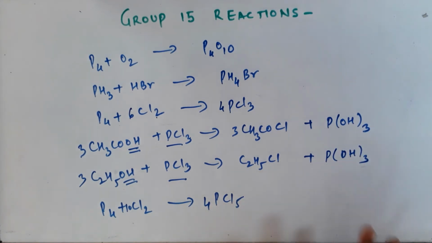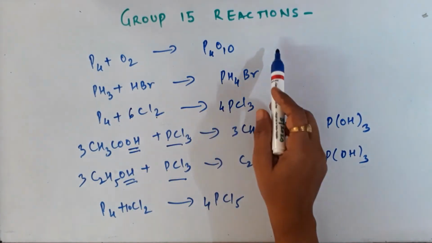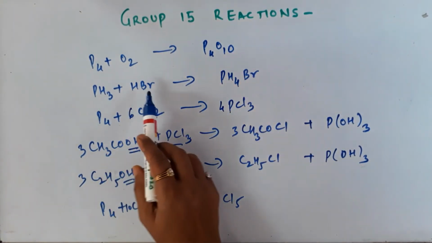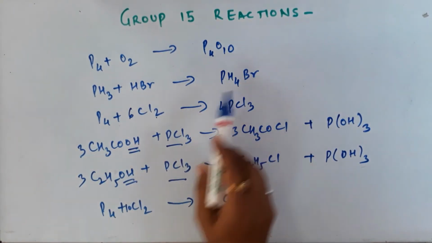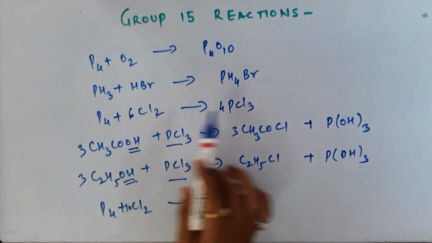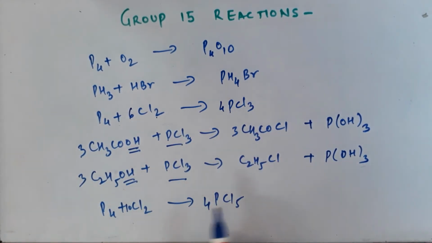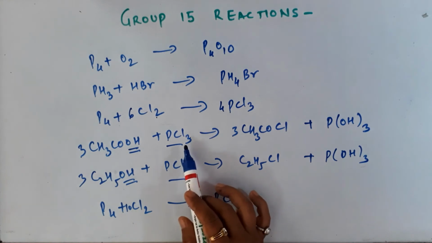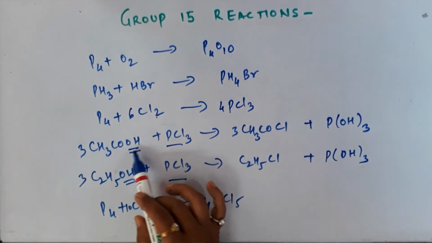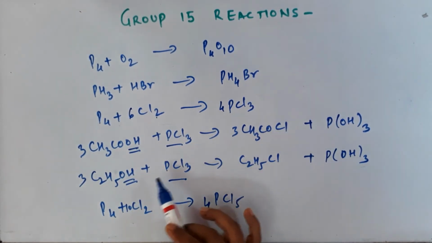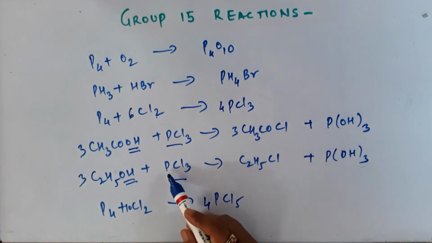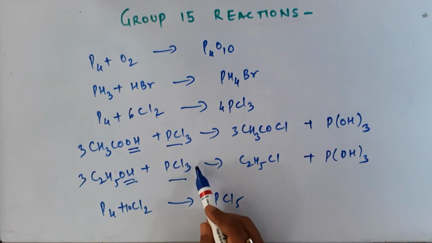Okay, so these reactions were very easy to understand. Just apply a little logic. Phosphorus plus oxygen gives phosphorus pentoxide, phosphine plus acid is equal to salt, phosphorus plus little chlorine gives PCl3, phosphorus plus more chlorine gives PCl5. PCl3 is a good chlorinating agent. So you have to remove the OH, you have to write the Cl and apply the logic. PCl3 will now become P(OH)3.